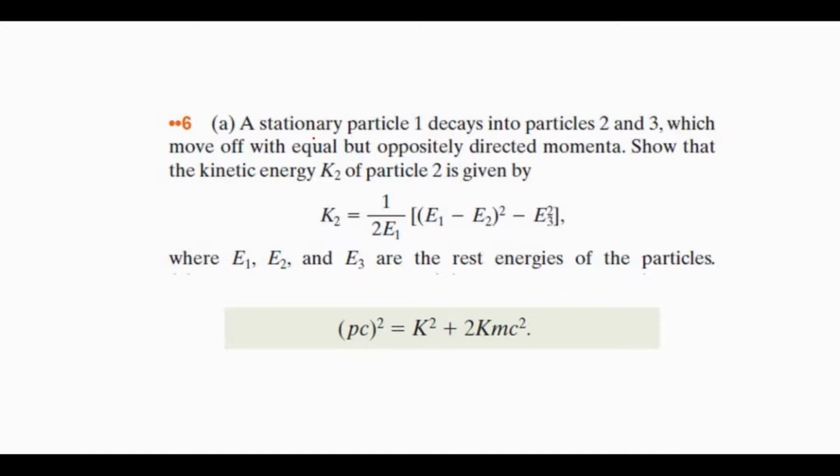A stationary particle 1 decays into particle 2 and 3. Here, you can highlight the stationary particle 1. It doesn't state what kind of decay it is. Is it pion decay or whatever? I don't know. Here, we have to show the kinetic energy K2 of particle 2 is given by this. And E1, E2, and E3 are the rest energies of the particles. So E refers to the rest energies.